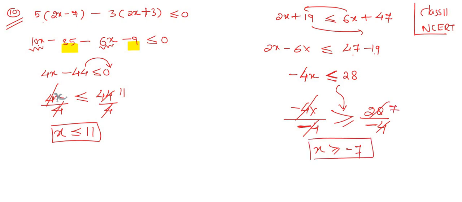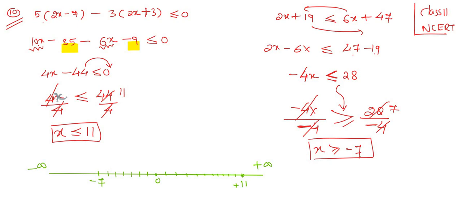If I show it on a number line, how will it look? See here, this is a number line. Suppose it is going from minus infinity to plus infinity, and this is 0. So plus 11, correct? So 1, 2, 3, 4, 5, 6, 7, 8, 9, 10, 11. Suppose here is 11, and minus 7 will be on this side, correct? So 1, 2, 3, 4, 5, 6, 7, minus 7.